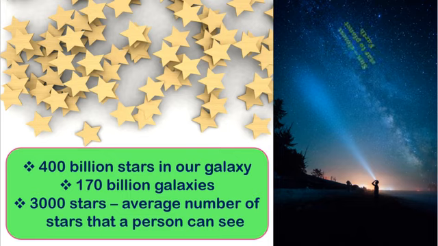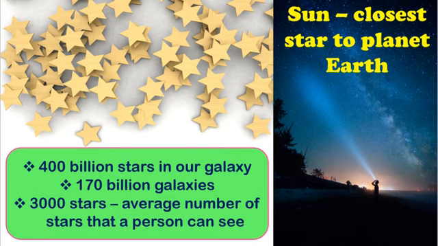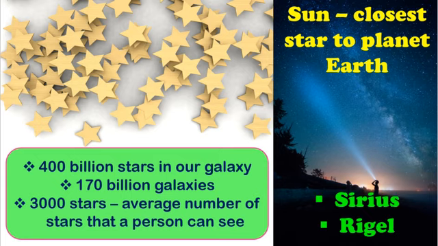Additionally, the Sun is the closest star to our planet. That is why it appears bigger to our eyes. But in reality, the Sun is so small if you compare it with other stars in the universe. Sirius is very small, but it appears bigger than Rigel.